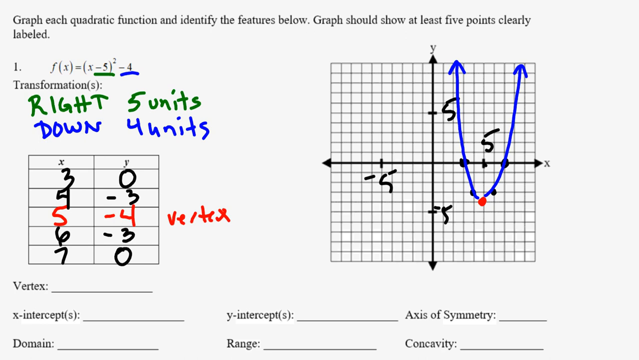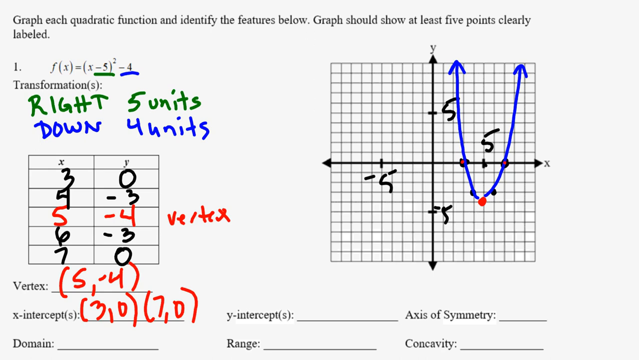And I can see a couple of things going on. So to recap, we said the vertex was at (5, negative 4). X-intercepts are where it crosses the axis right here. I can see them. I also can see it in my table where the output, the y, is 0. So I have x-intercepts at (3, 0) and (7, 0).